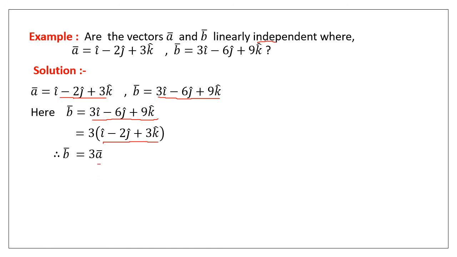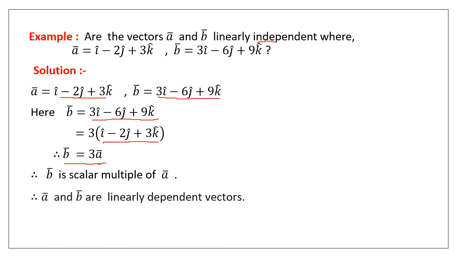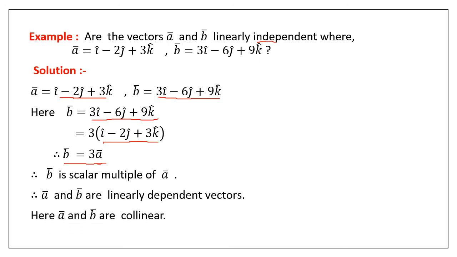So what we have, student? b bar equals 3 times a bar. That means b bar is a scalar multiple of a bar. Means b bar depends on a bar. So we can say a and b are linearly dependent vectors. And from this what we conclude? The vectors a bar and b bar are collinear. This is the very important property of linearly dependent vectors. From this we can conclude whether the points are collinear or not. Such examples are asked for 2 marks.